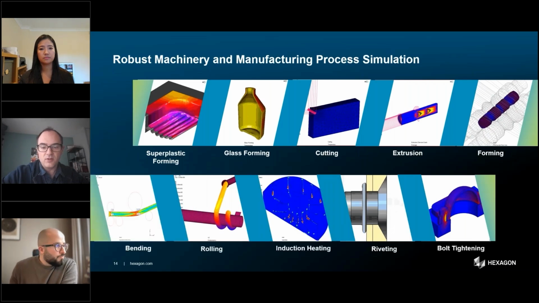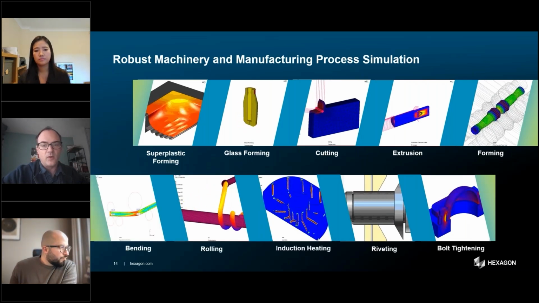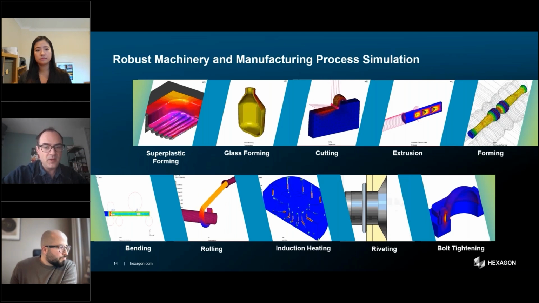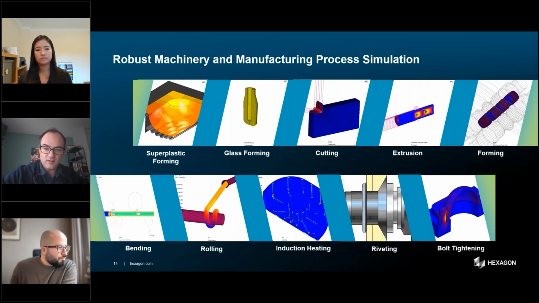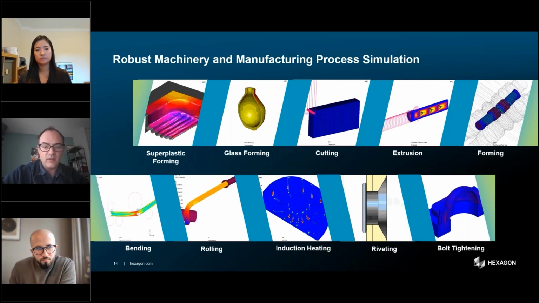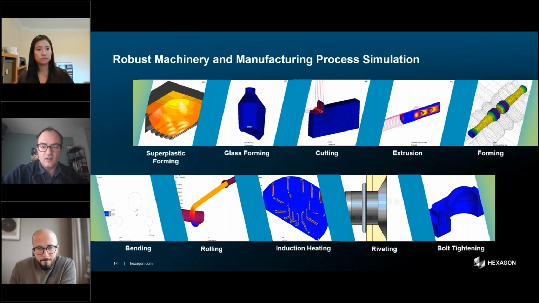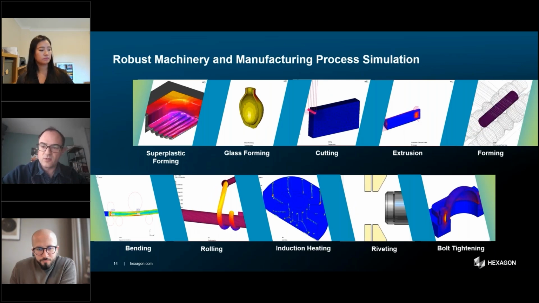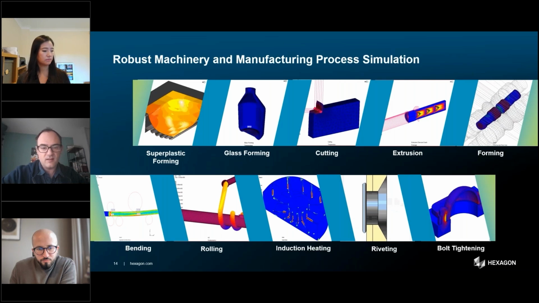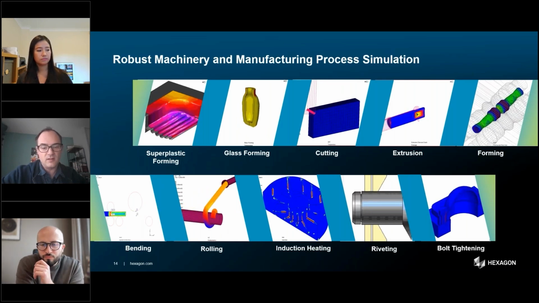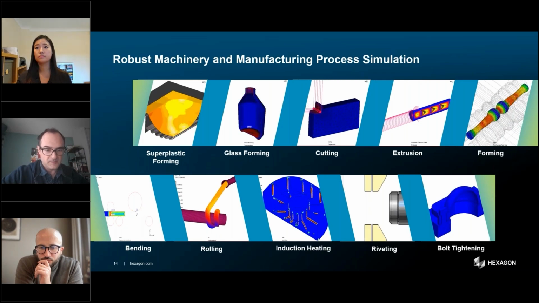Another large domain where Marc is well known is manufacturing process simulation. So here you have different examples. It could be about glass forming, cutting. Cutting is obviously an application where remeshing during the analysis would be very important. That could be the case also for extrusion, for forward forming. But you have also multi-physics models that could be quite challenging, such as induction heating, and so on and so forth.